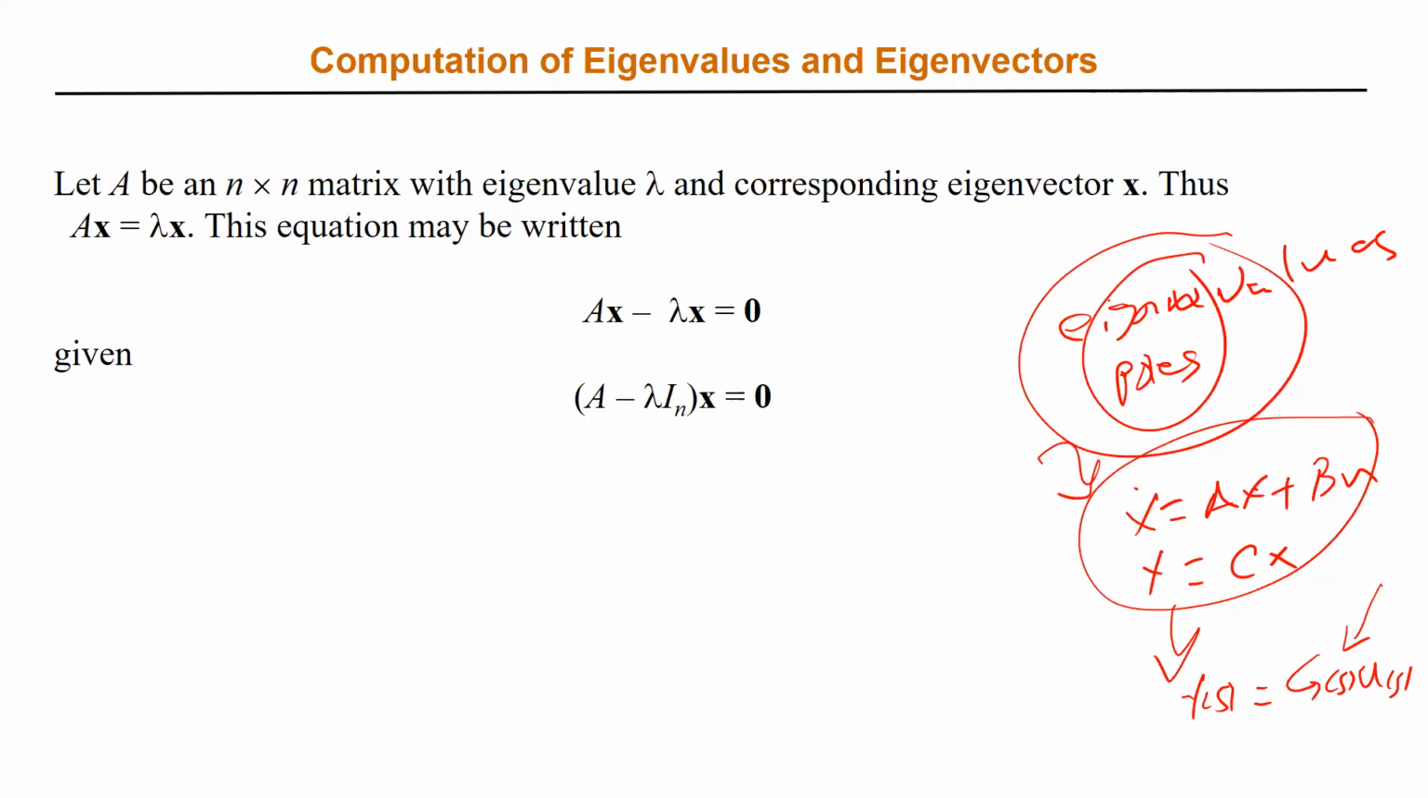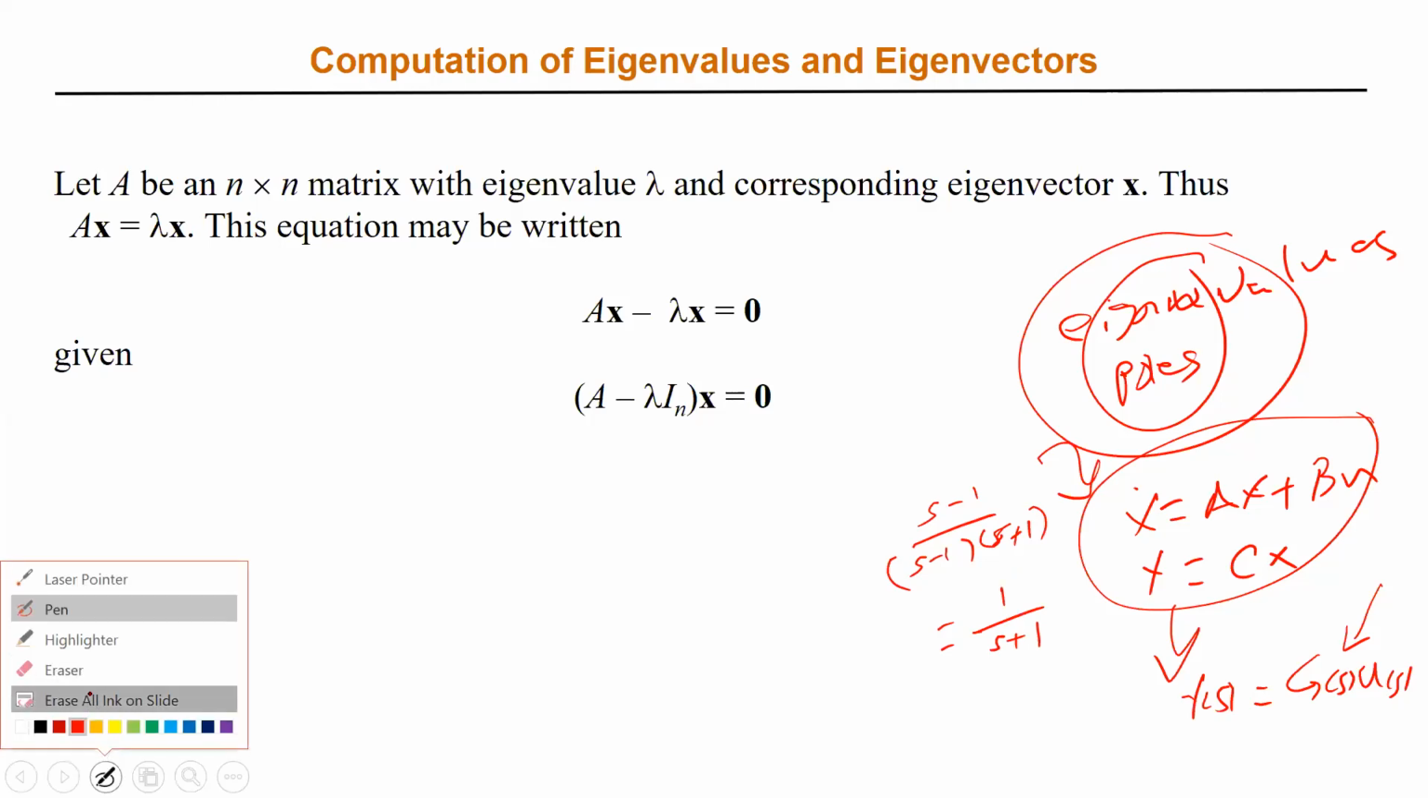In certain systems, it will lead to, let's say, (S minus 1) over (S minus 1)(S plus 1). So the transfer function here is equal to 1 over S plus 1. So the transfer function is stable, while I will have two eigenvalues, and one of them is unstable. So basically, the eigenvalues we could use to study the stability of the system. This is one application.